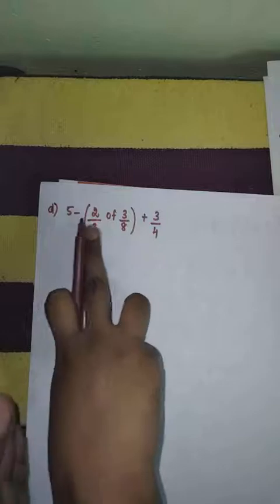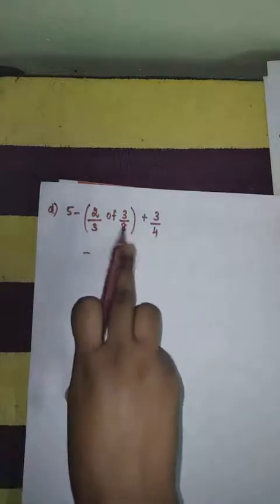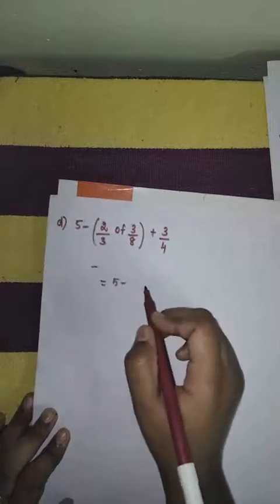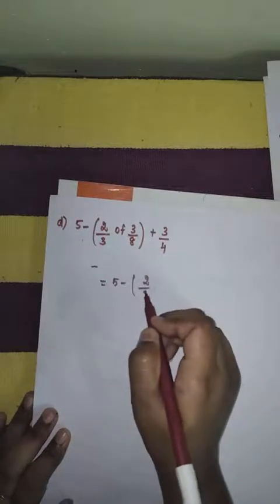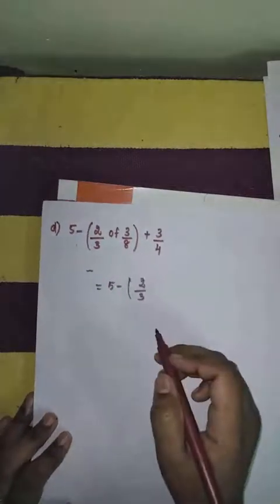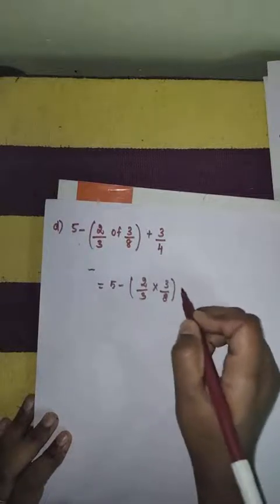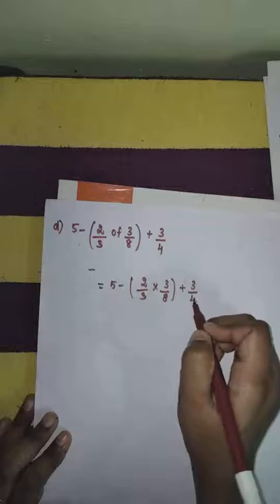Here we are having mixed operations. So we need to follow the BODMAS rule. For BODMAS rule, first we need to solve the bracket terms. Okay, so here the bracket is there. First we need to solve the 2 by 3 of 3 by 8. So 5 minus 2 by 3 of 3 by 8 plus 3 by 4. Of means, you all know, of means multiplication.